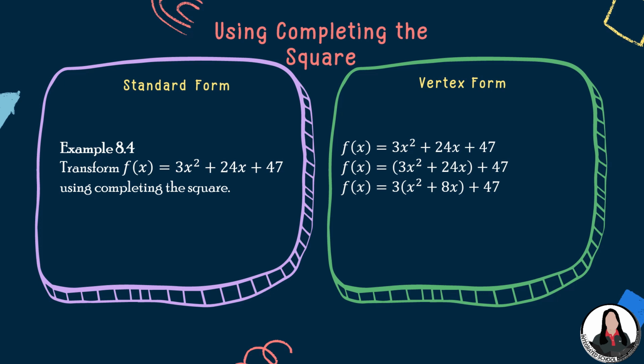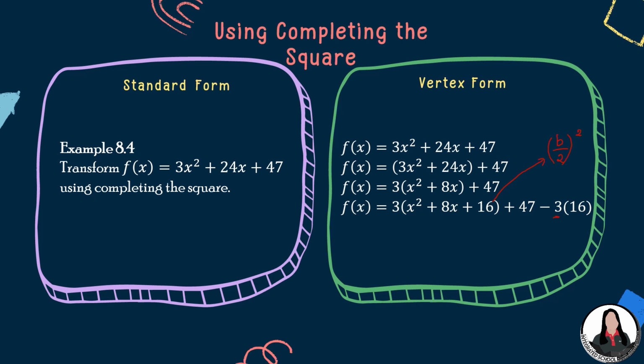Next, we have to complete the square x squared plus 8x. So, this will become f of x equals 3 quantity x squared plus 8x plus 16, wherein 16 dito, we have used b over 2 quantity squared. Okay? Kaya po naging 16 yan. Plus 47 minus 3 times 16.